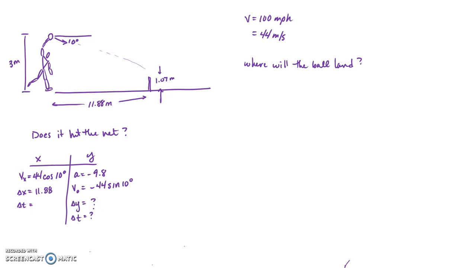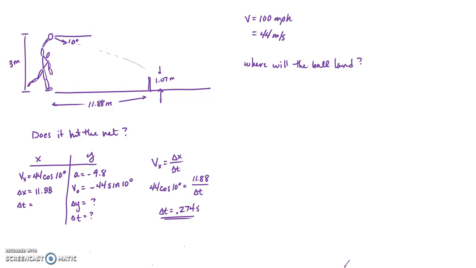Now I've broken up all my information. So again, this x information is pretty readily available here. So I'm just going to use my equation for average velocity in the x-plane, because that's what it's doing. So delta x over delta t, substituting what I know. So 44 cosine of 10 degrees equals 11.88 divided by delta t. Delta t equals 0.274 seconds. All right, so that's one thing we've got to know.